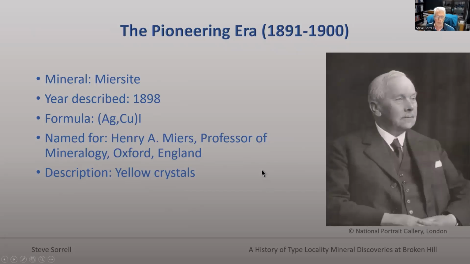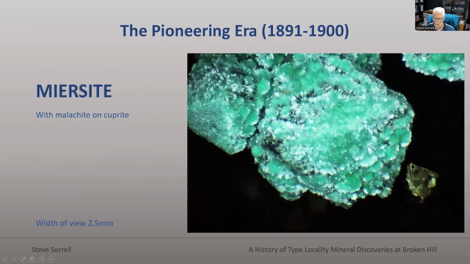And the last one of this pioneering era was meersite, which is another iodide mineral. In this case, it's got silver as well as copper, and it does not fluoresce. And that was named after Henry Mears. And it can be a little bit of a challenge to distinguish from some of the other halides as well. As you can see here, it's this crystal down the bottom corner.